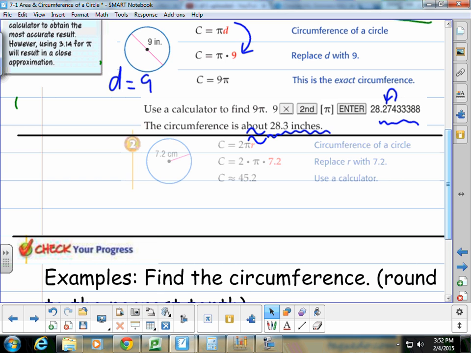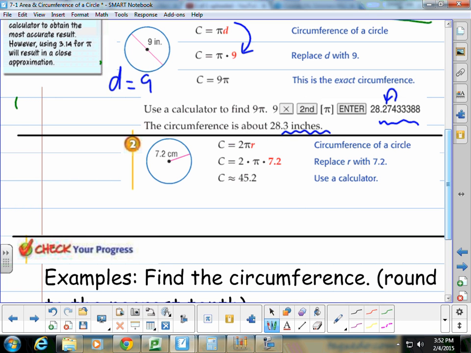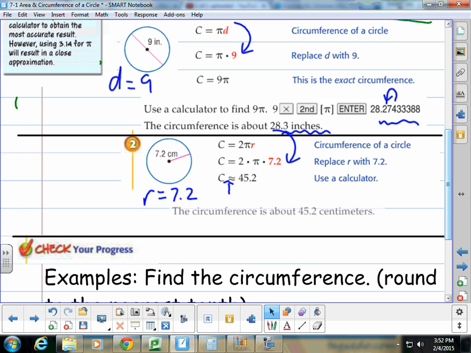Another one would be if you have a circle and you're given the radius of 7 2/10. In this case, we may want to use our formula of 2 pi r, since we are given r equals 7 2/10. So we replace r with what we know, and we use the calculator. Otherwise, we would have just written out 14.4. And we work it out, and we say about, since we rounded using the calculator. So the circumference is about, remember, not exact, 45 2/10 centimeters. That's the distance around that circle.